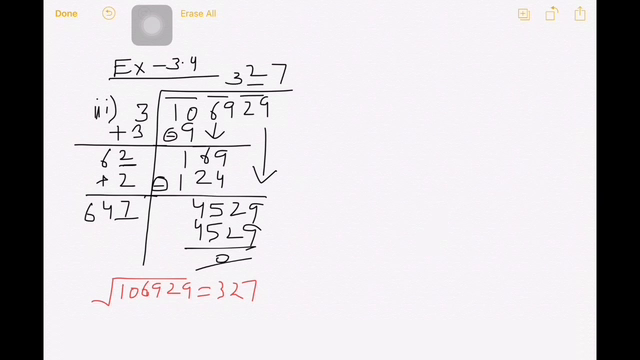Let's go for the next one. So what do we have next? We have to find the square root of 167,281.